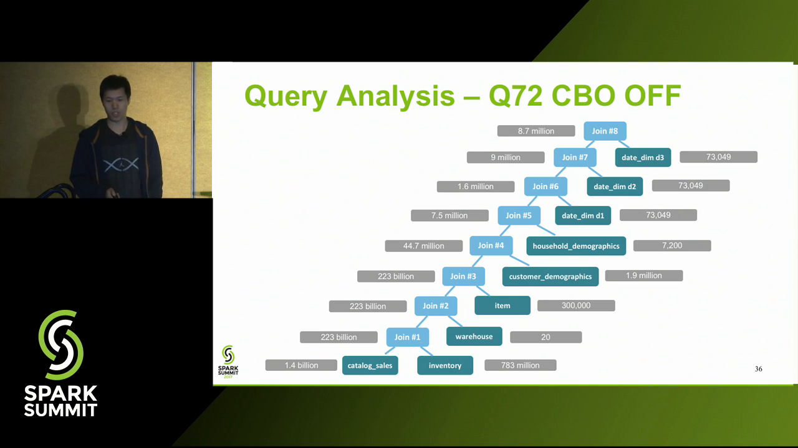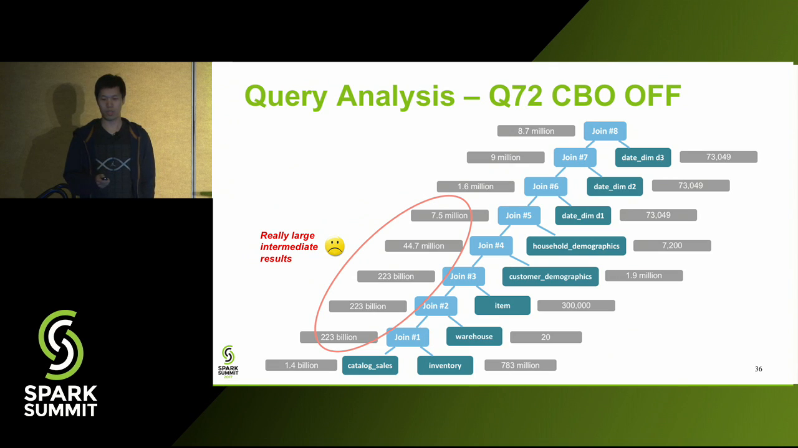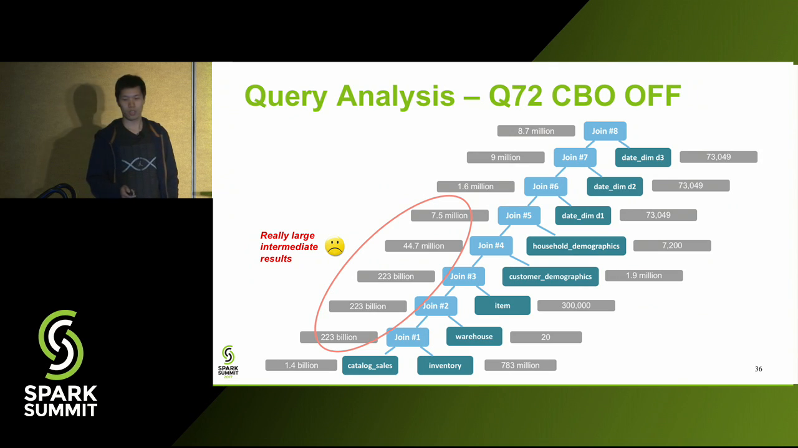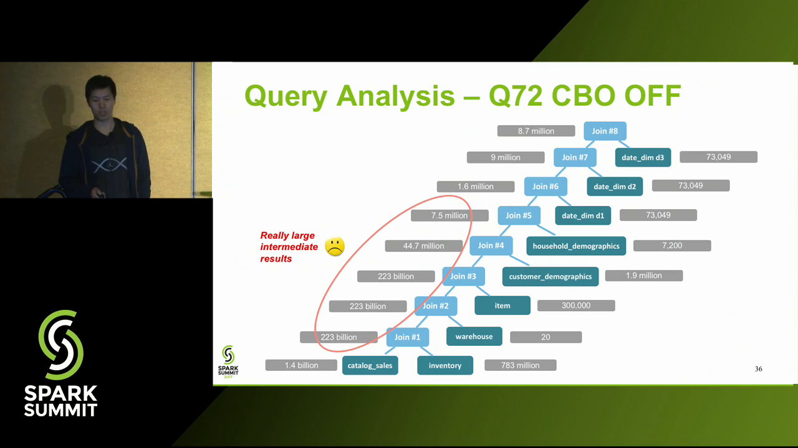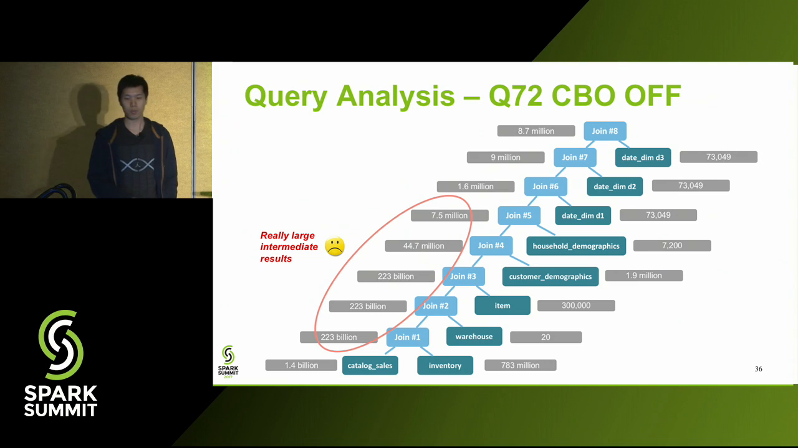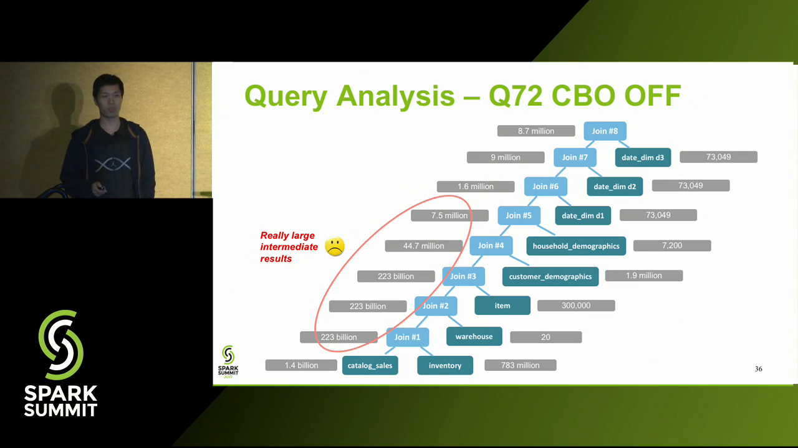And we can see from join 1 all the way up to join 5, they all produce very large intermediate results, from more than 7 million to more than 200 billion. And this makes this query proceed very slowly.